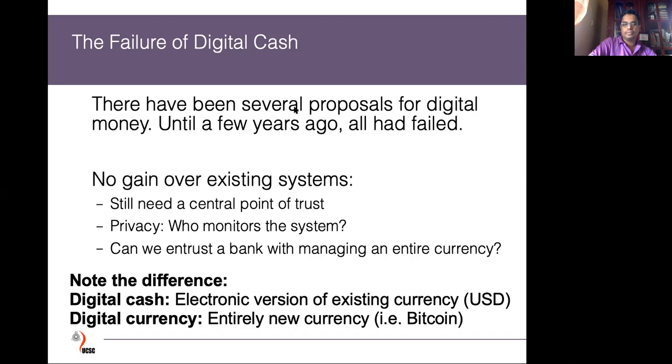Like 10 years ago, some anonymous person, we don't know who, created a scheme different from this digital cash. He created what he called digital currency. The digital currency is an entirely new currency like the US dollar. This currency is not owned by anybody. This currency is not controlled by anybody. It is an entirely new currency, independent of central controls. The first such currency is called Bitcoin.